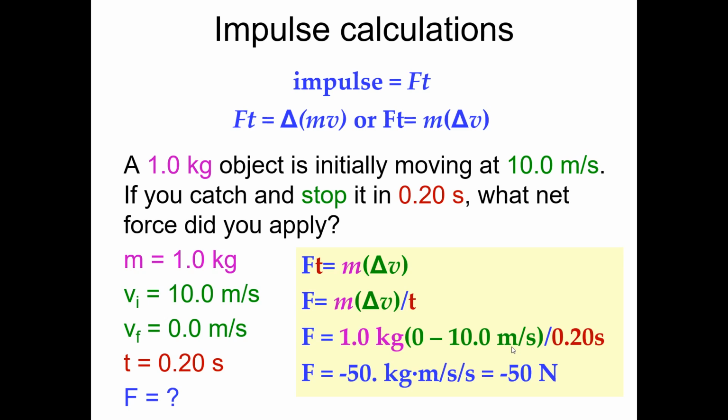Now, why is it minus 50? It's because the force you're applying is in the opposite direction that the object is moving. You're trying to bring it to a stop. So that makes sense. If we call the way it's moving positive, then the force has to be applied in the negative direction. But again, just don't freak out if you run into a complicated problem.